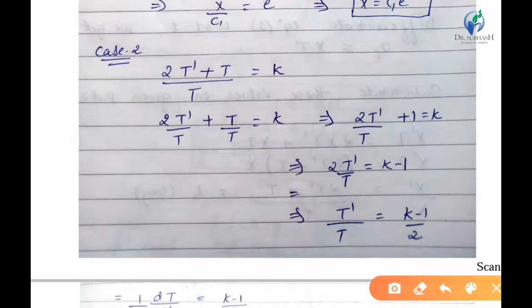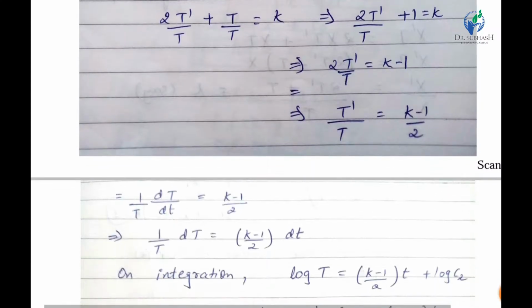Let us take case 2. We compared this t term with k. Now we will separate the denominator. We get 2t dash upon t plus t upon t equal to k, which again implies this t will get cancelled. We get 2t dash upon t plus 1 equal to k. Taking 1 to the other side, we have 2t dash upon t equal to k minus 1. Now we get t dash upon t is equal to k minus 1 upon 2.